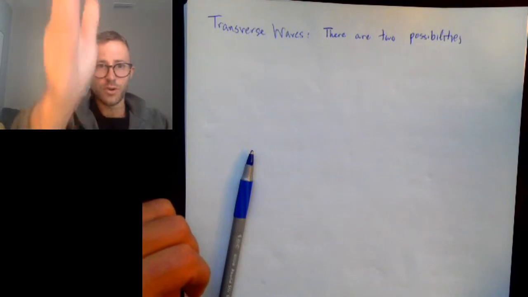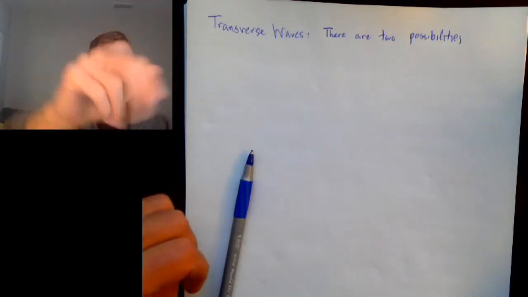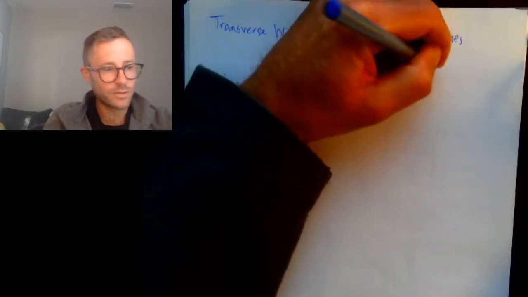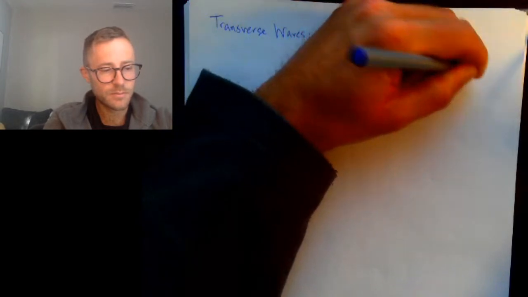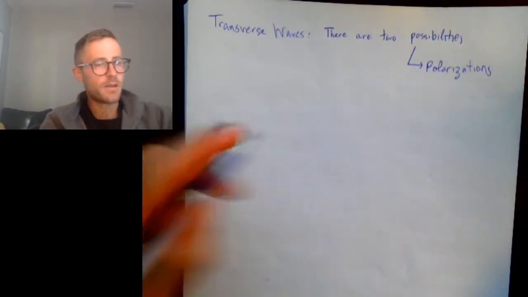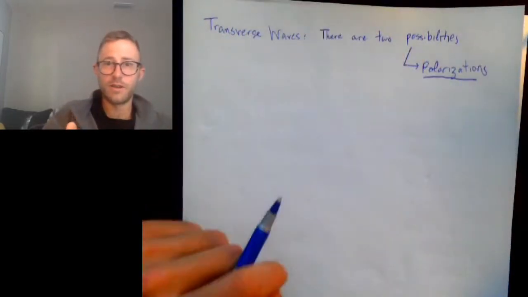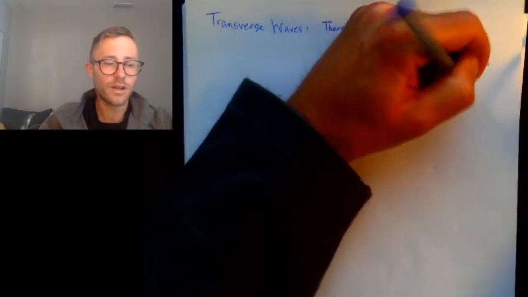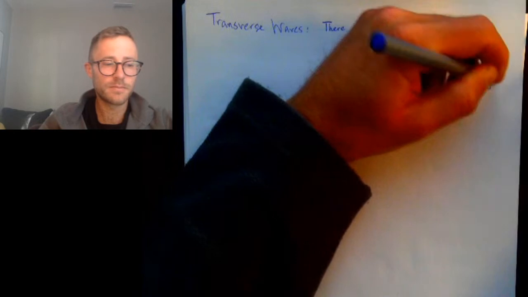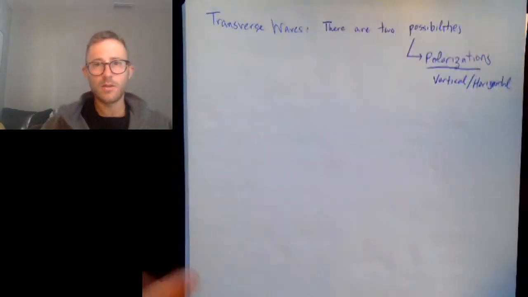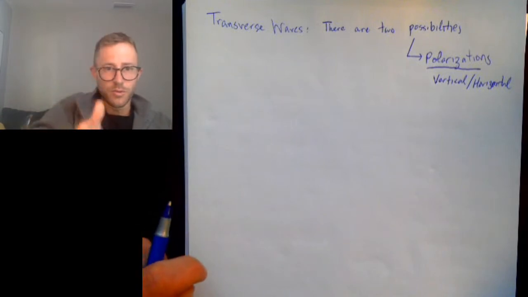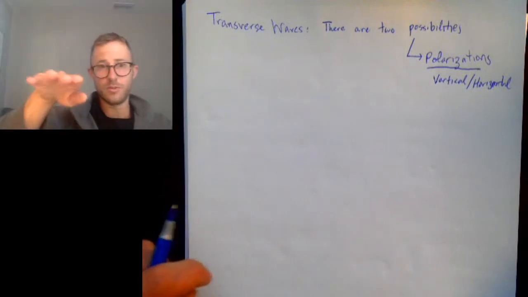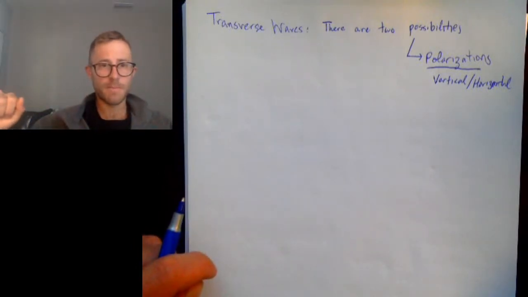They can vibrate vertically or they can vibrate horizontally. Okay? So these two possibilities are called polarizations. You can have the vertical polarization, or you can have the horizontal polarization. All right? And so the vertical polarization would be the one that's going up and down. The horizontal would be the one going side to side. That's assuming the wave is traveling towards the camera.